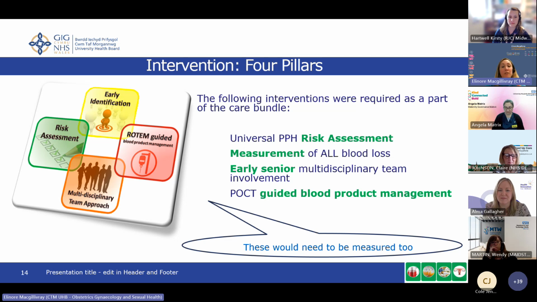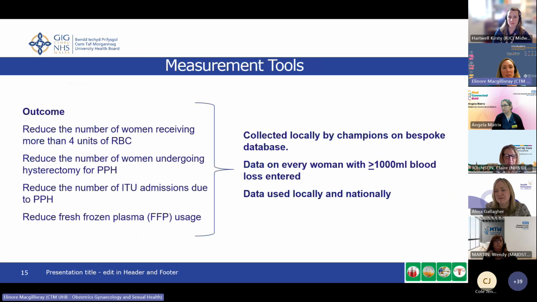And of course, the 4 interventions that we put in place, we'd need to measure those too. Otherwise, we'd never know about the uptake of those interventions. So quite a lot of measures, really. When you think sometimes with QI projects, you can keep it to 3 or 4 measures, we had quite a lot. So we had various measurement tools for that.